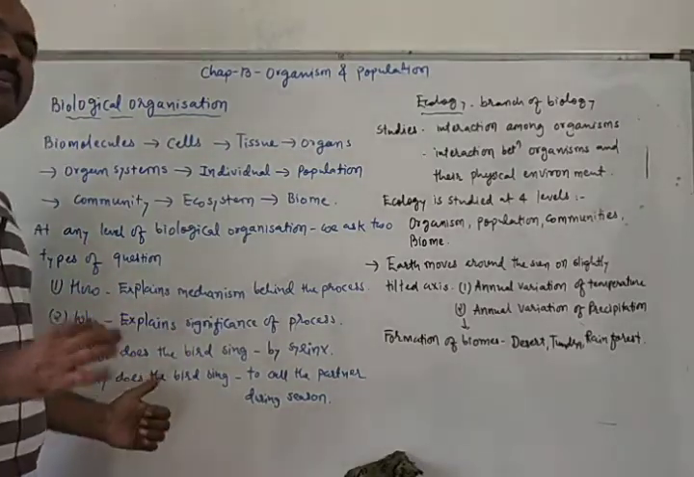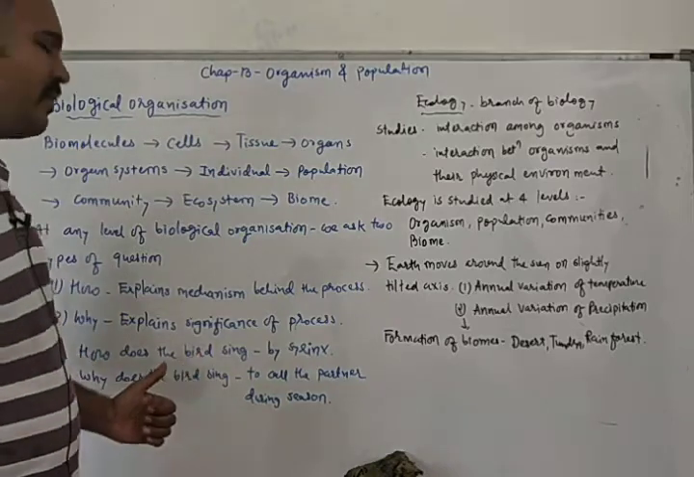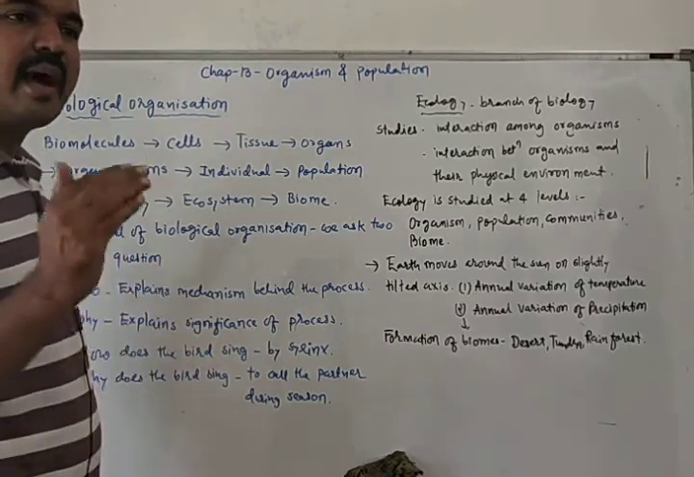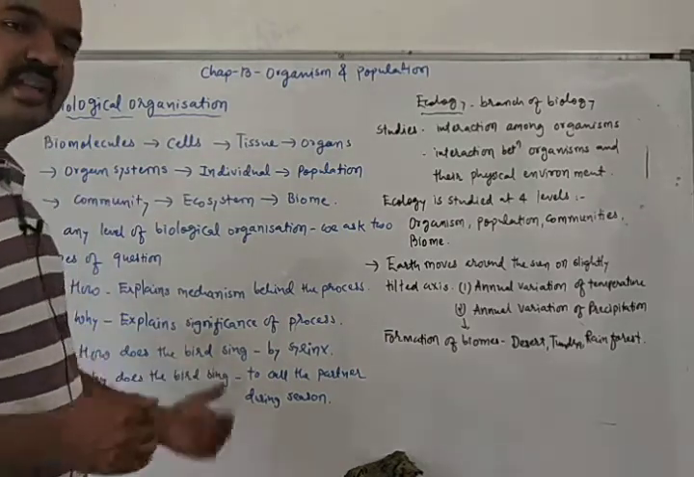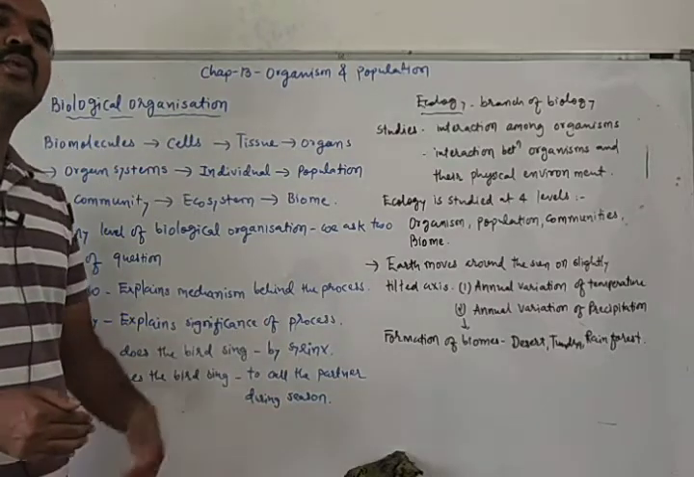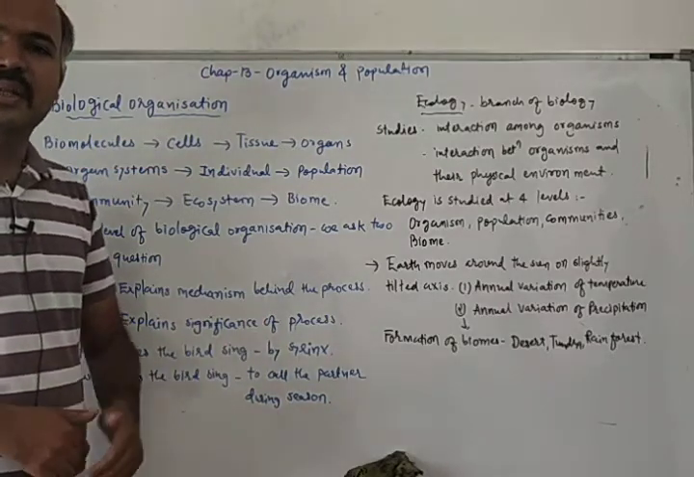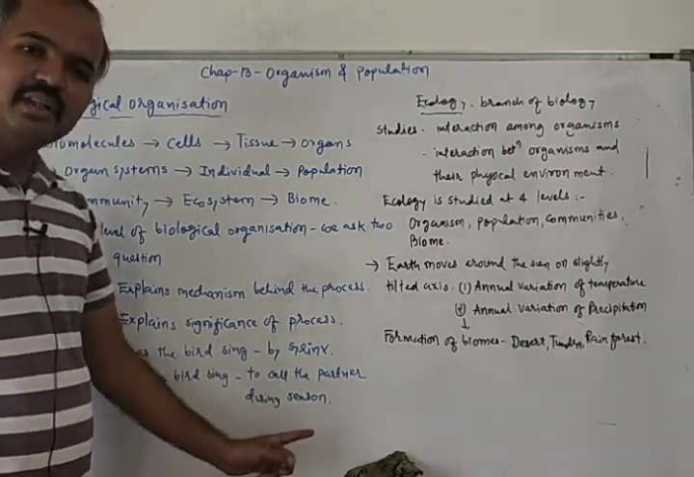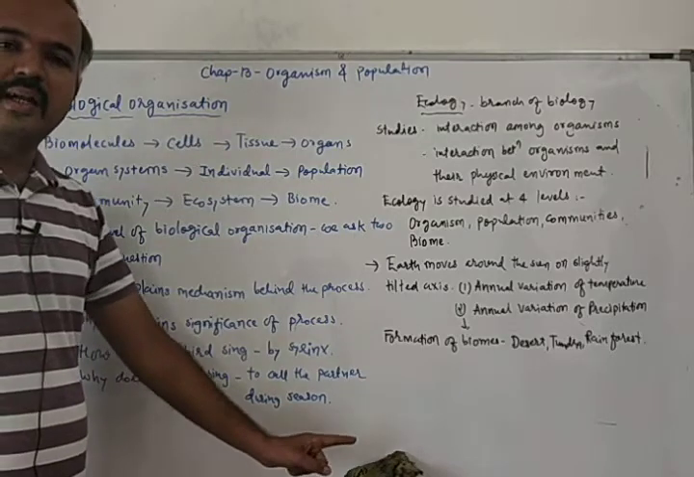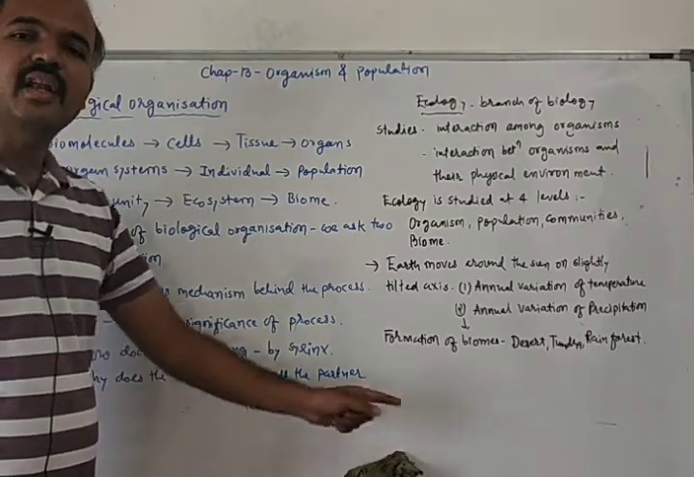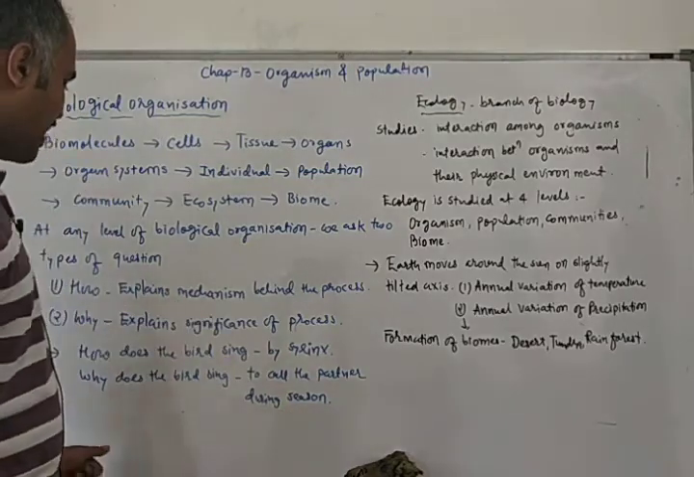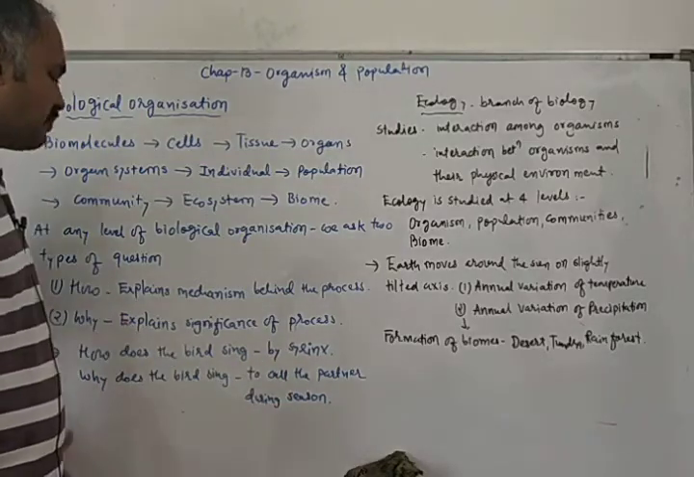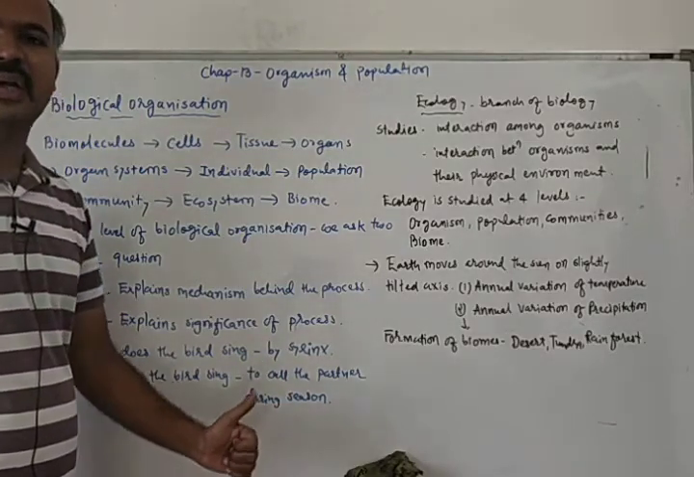So how type of question will explain the mechanism behind the process, whereas why type of question will explain the significance of the process, that is, why does the bird sing. The answer of that question will be that the bird sings to call its partner during the breeding season. So in this manner, how type of question explains the mechanism behind the process, whereas why type of question explains the significance of the process.